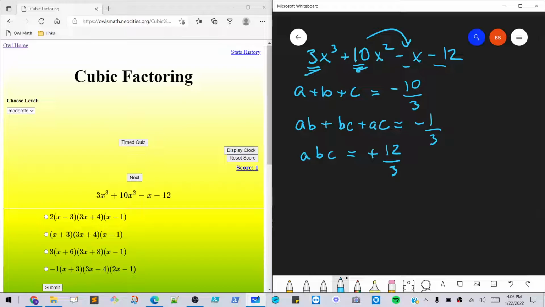Another thing people often do, if you divide out and you have just a one for the first term, then everything becomes integers. But we don't have that in this case. And if I divide, it's not a common factor, so it's not going to divide nicely.